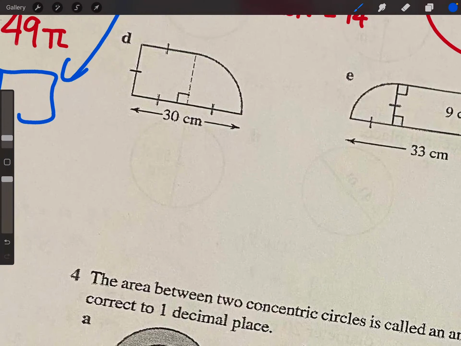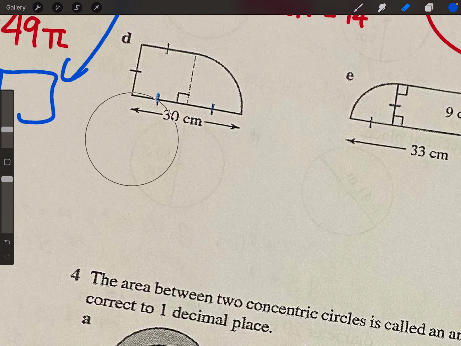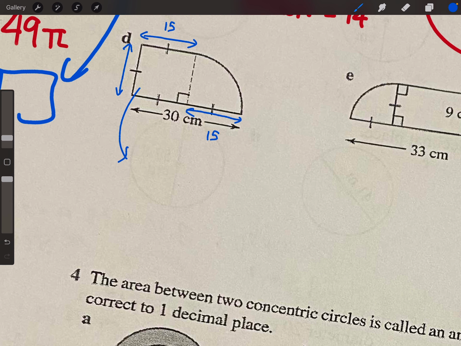Okay, next one is you have a square. Now I need to figure out the length of this square. So we have 30 altogether, but 30 is divided into 2 equal pieces, so that means each piece must be 15. So from here to here must be 15, and here to here must also be 15. So now the area of the square is 15 times 15, and that's equal to 225 centimeters squared.